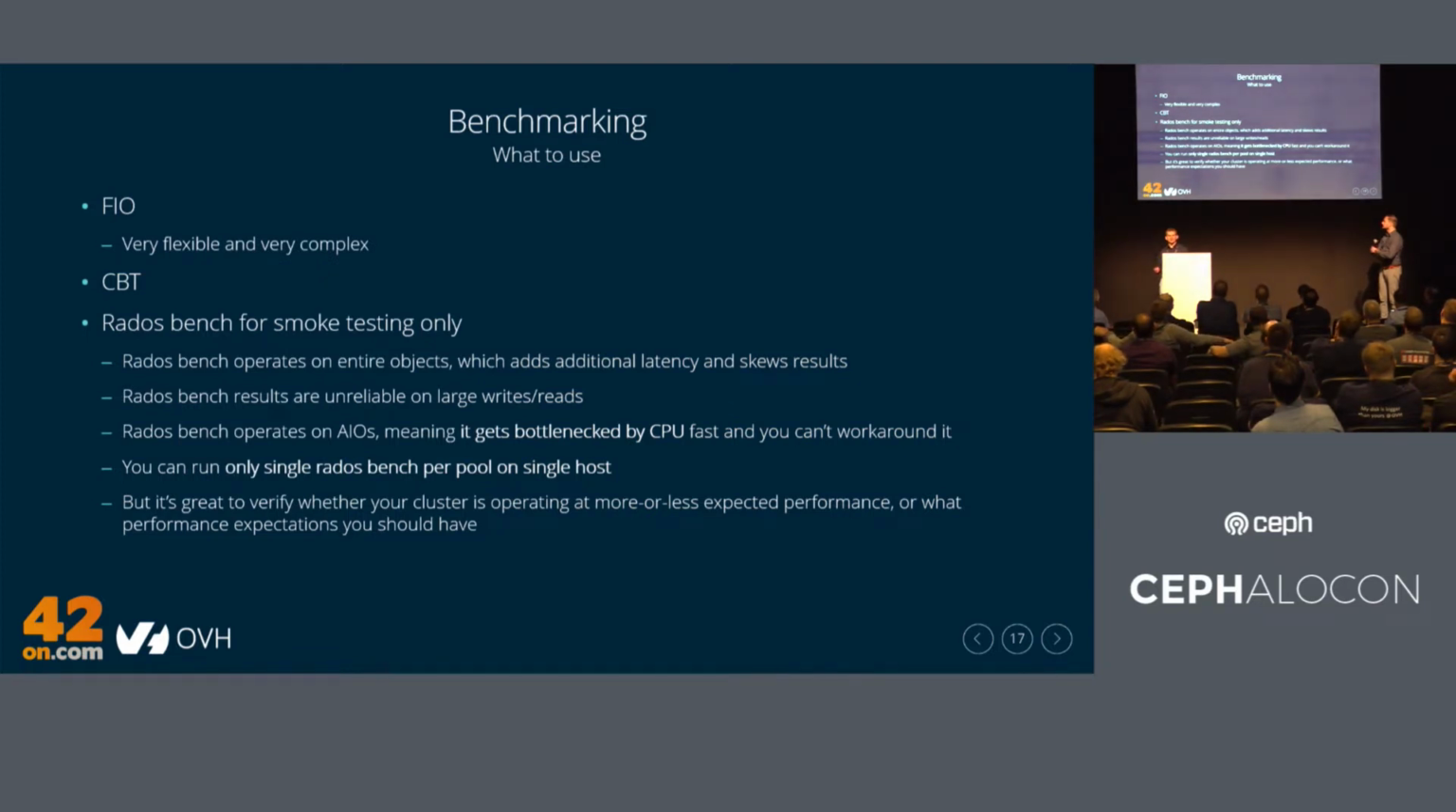What you should use for benchmarking is mainly FIO, because Rados Bench is good for smoke testing to make sure your performance is in line with your expectations, but it's not for proper testing, because one important thing: the default options for Rados Bench are 4 megabyte writes, and this is not testing your NVMe drives, but network performance.